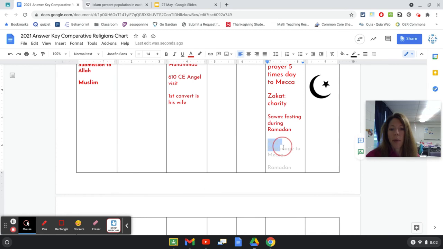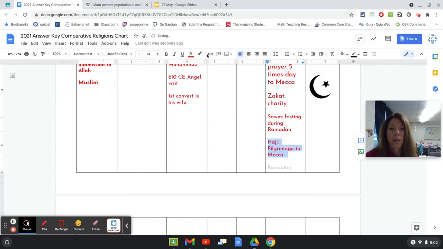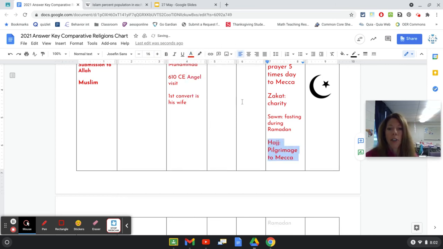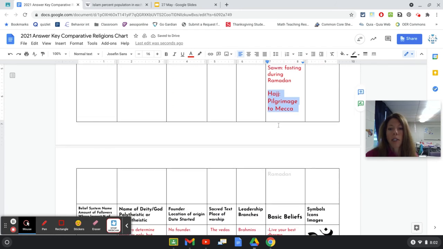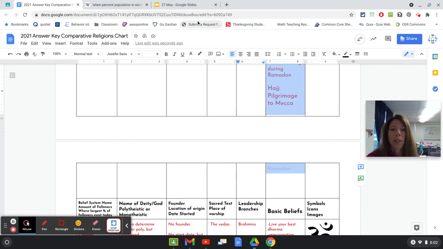And the last of the 5 pillars is the trip to Mecca. Switch that over. Okay, so Hajj is the pilgrimage to Mecca. You are supposed to go there if you are a capable traveler, if you are well enough physically, mentally, and financially, you are supposed to go to Mecca for that holy trip. And then I had Ramadan in this section too, simply because it is their biggest holiday. And they don't have as many as some of the other religions, but this is a very important time.